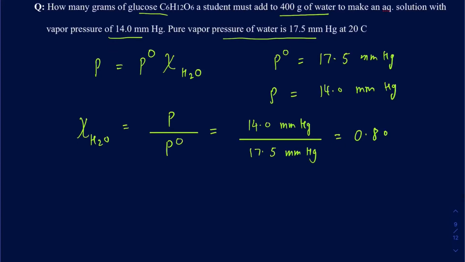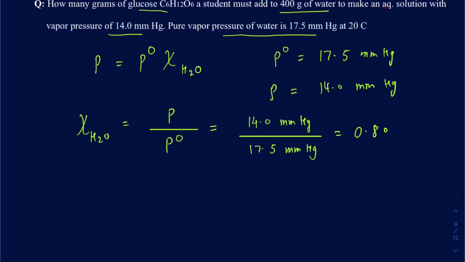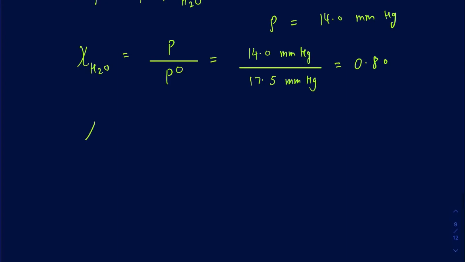You do know how much water you're using. You're using 400 grams of water. So if I elaborate the definition of the mole fraction of water here, it's going to be the moles of water divided by the moles of the water plus the moles of your glucose, because remember, it's going to be the total moles. So if I know everything here, I can figure out what the moles are going to be for the glucose.